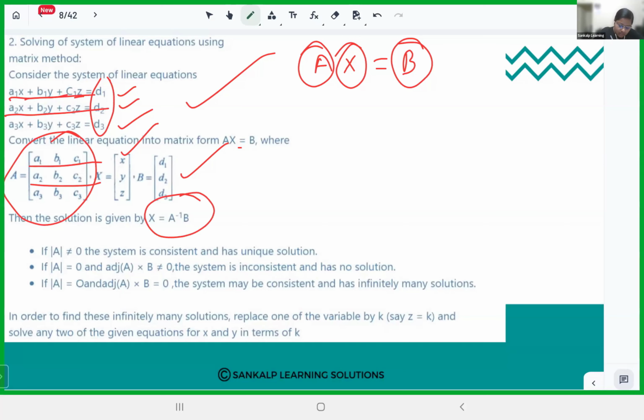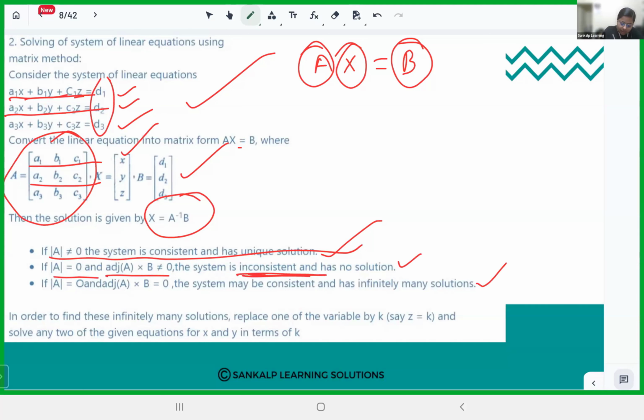If determinant of A is not equal to 0, then we can say that the given system is consistent and it has a unique solution. The second condition: we are only dealing with this type of problem, but you have to be familiar with these two conditions also, because these are asked for 1 mark questions. If determinant of A is equal to 0 and adj A into B is non-zero, then we can conclude that the given system is inconsistent and it has no solution.